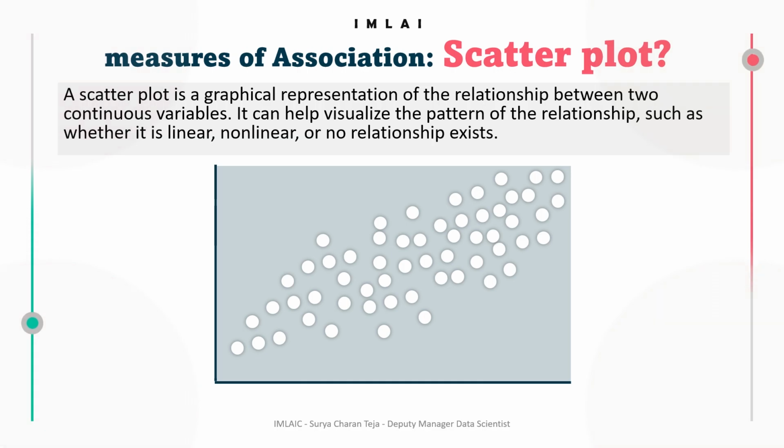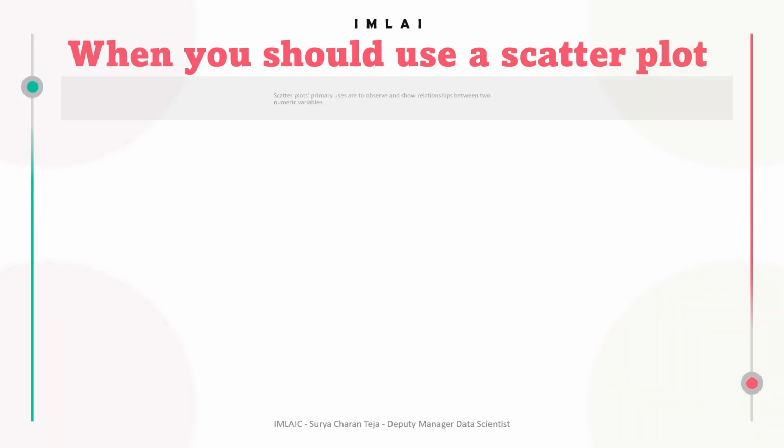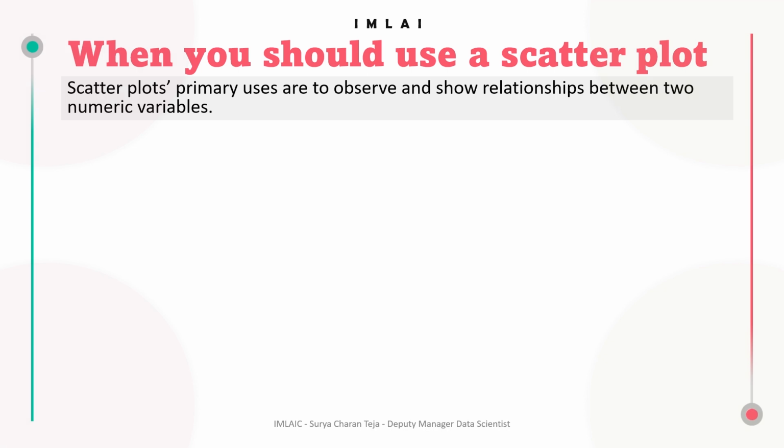Okay, we got to know about the scatter plot, but why should you use a scatter plot? That's the next question. Scatter plots' primary uses are to observe and show relationships between two numeric variables. The dots in a scatter plot not only report the values of individual data points but also patterns when the data are taken as a whole.